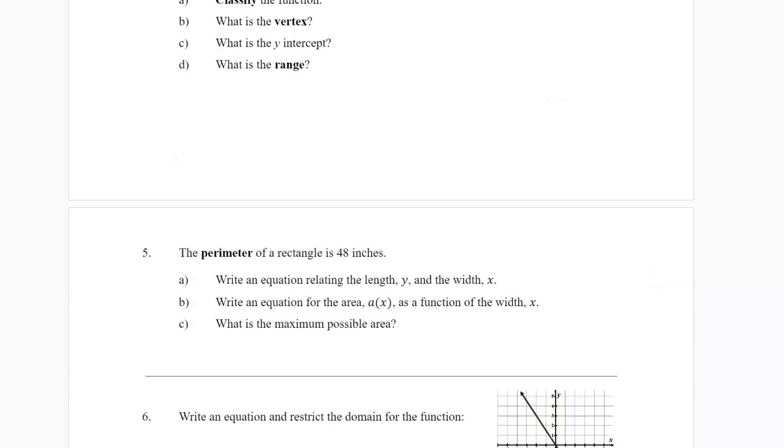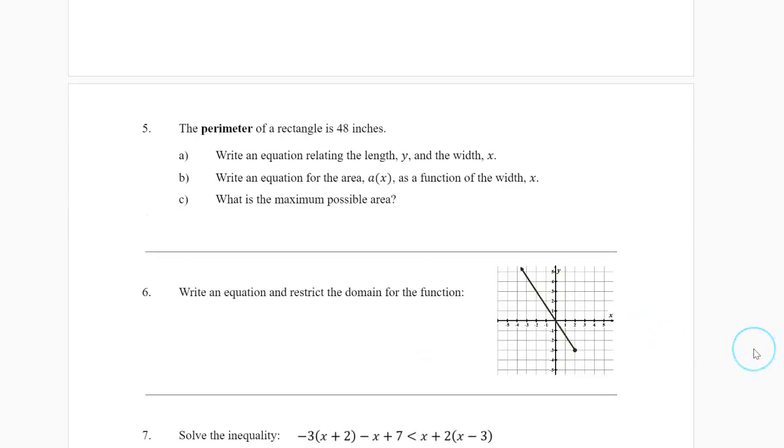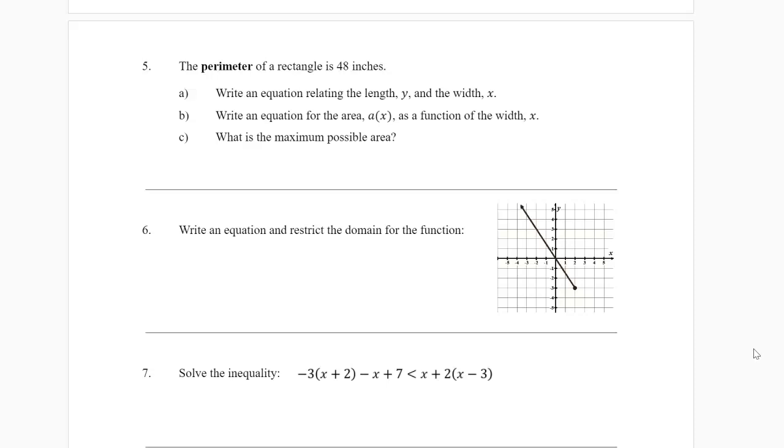Here they have a perimeter of a rectangle. Write an equation relating the side lengths, x and y. Write another equation for the area as a function of the width, and what is the maximum possible area. Now, a lot of kids may just get the first part, and that's why I give them points per part. So they get 1 point if they are able to get part A, and then maybe, I don't know, you could give 2 points for one of the parts if you want to count the points differently. That's totally up to you.